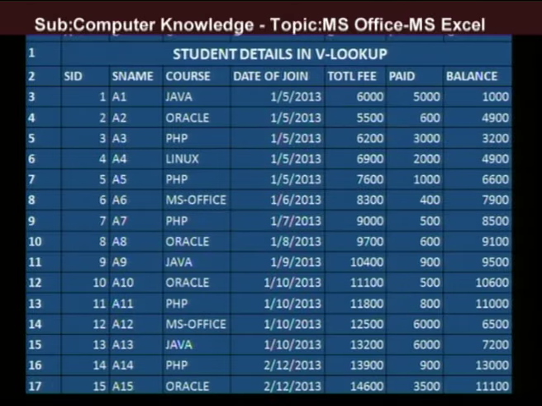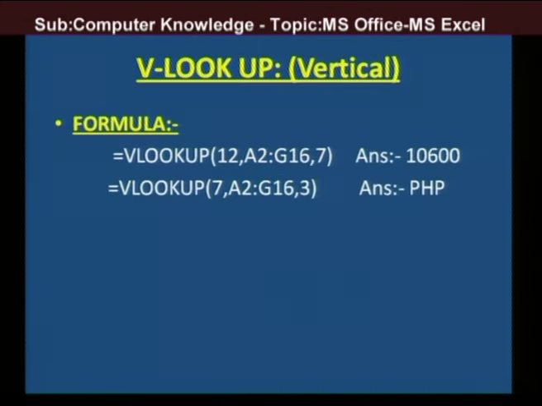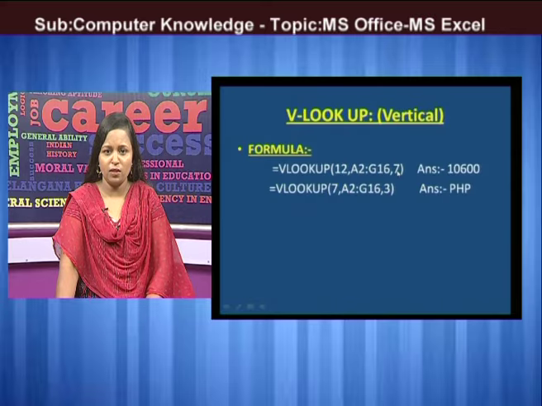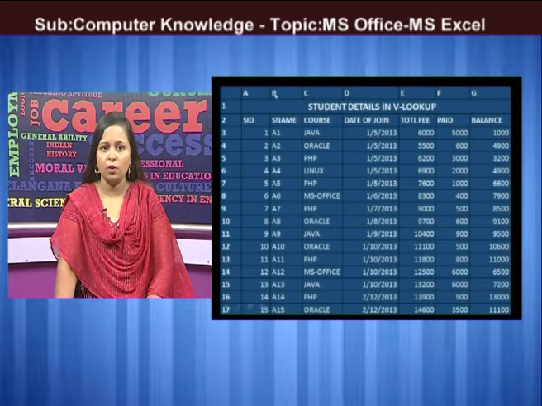find out. Now we have to calculate the VLOOKUP. VLOOKUP formula starts with is equals to VLOOKUP. This is the 12. 12 is the horizontal number and A2 to G16. This is the table range and 7. 7 is the vertical lookup. I will explain, it will show in the table.